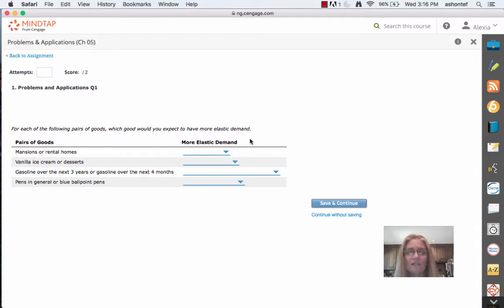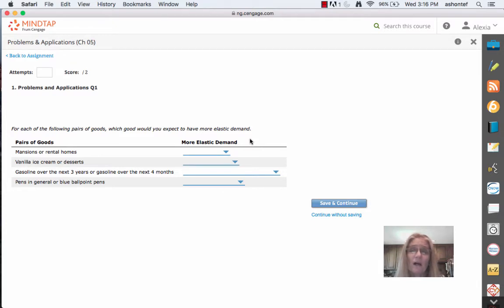A couple of reminders here about elasticity. For something to be more elastic, remember that means big changes in quantity demanded when price changes. There are a few things that cause goods and services to be more or less elastic. One of them is number of substitutes. Remember, the more substitute products a good has, the more elastic it tends to be, because you can respond to price changes since you have other things you can go and purchase.